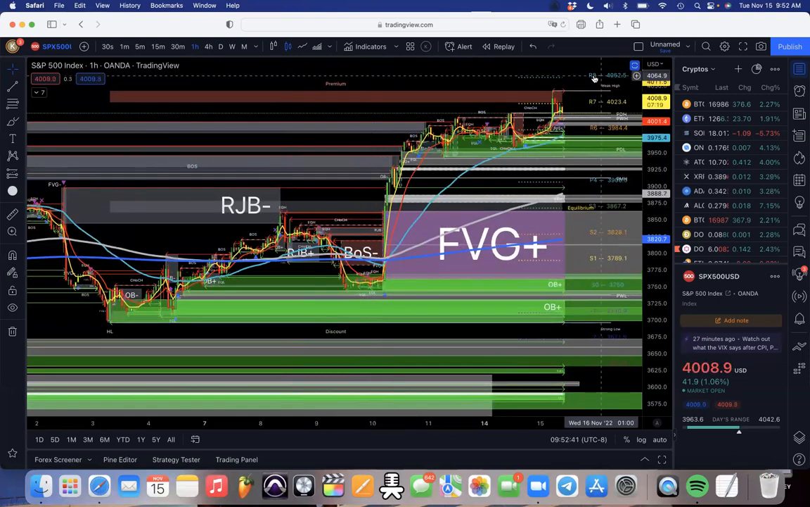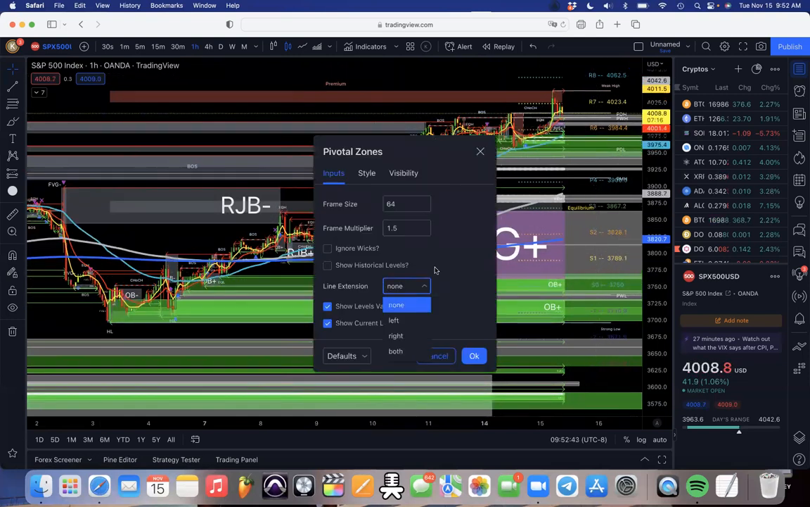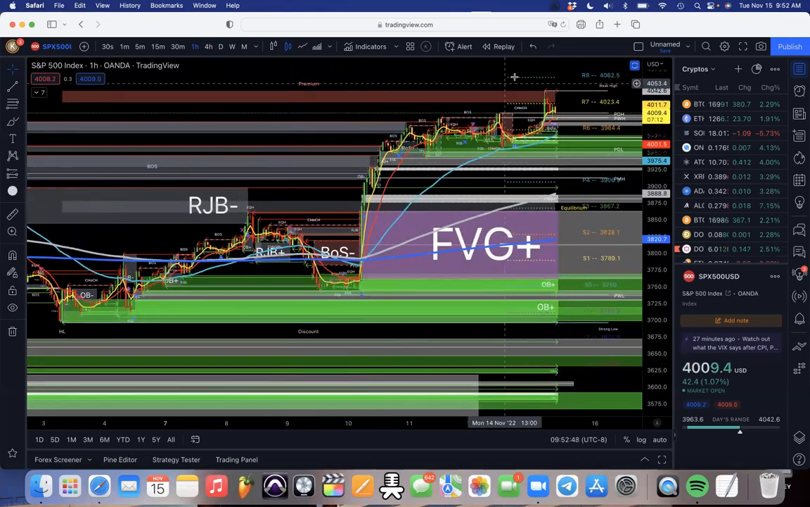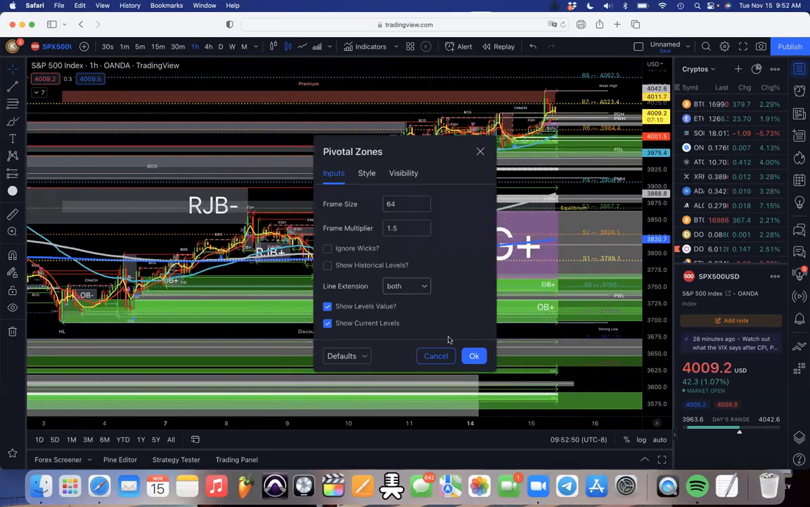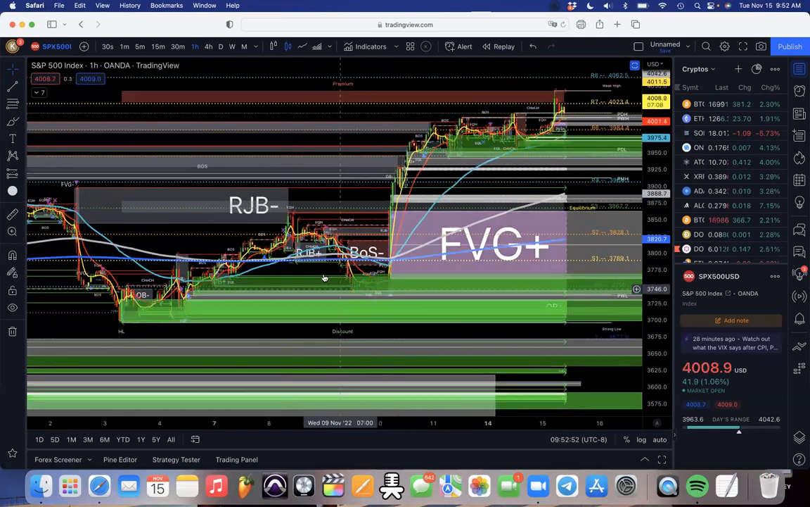Now, this is how your chart should look. And if it doesn't look like this, go ahead and send me a message. We'll get you right. I alternate between both and none because the pivot levels look funky sometimes.